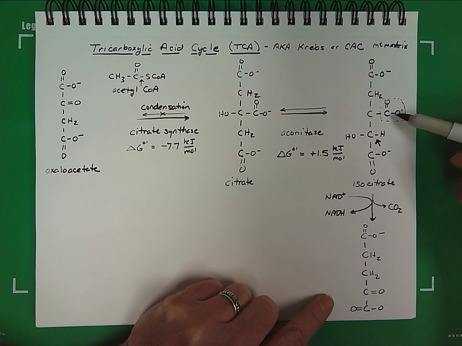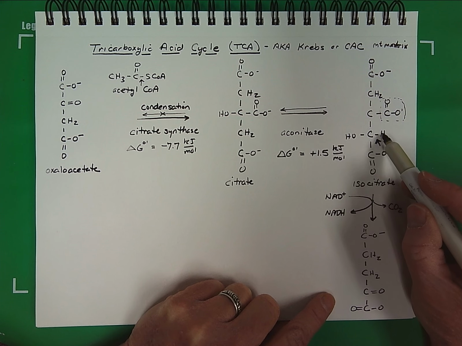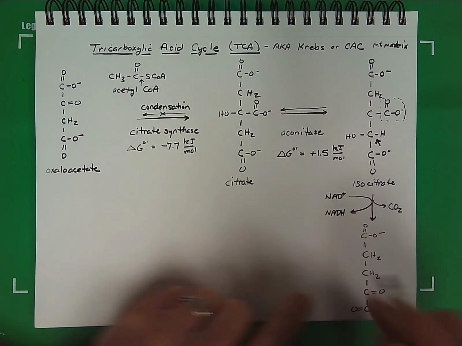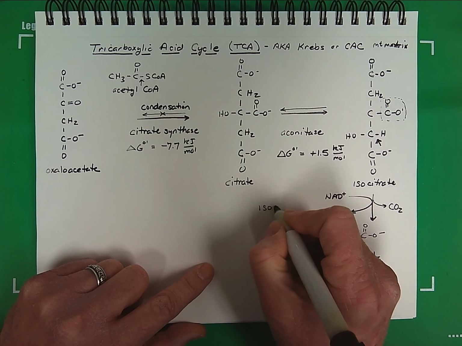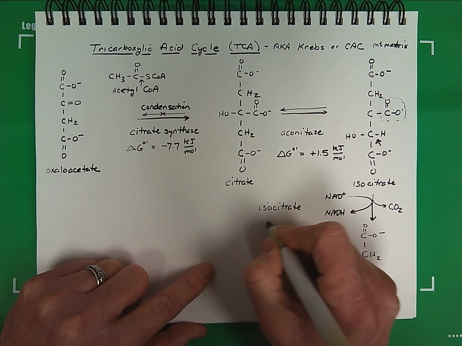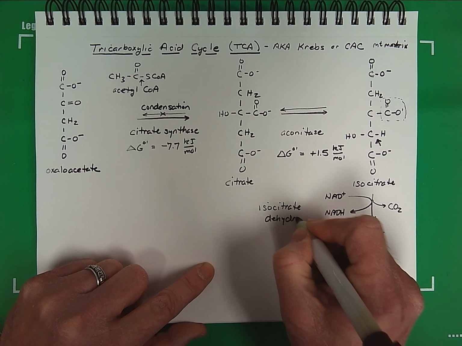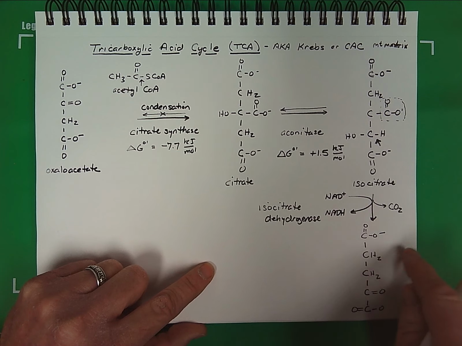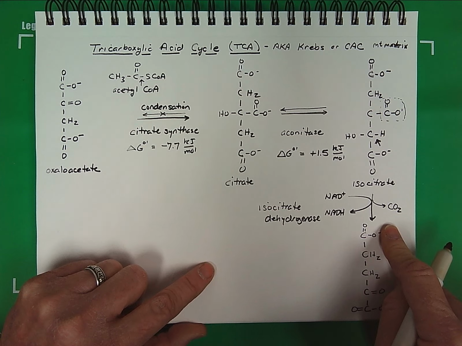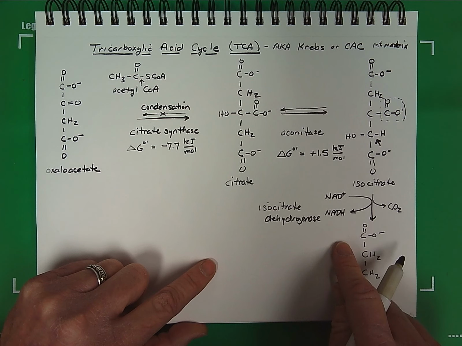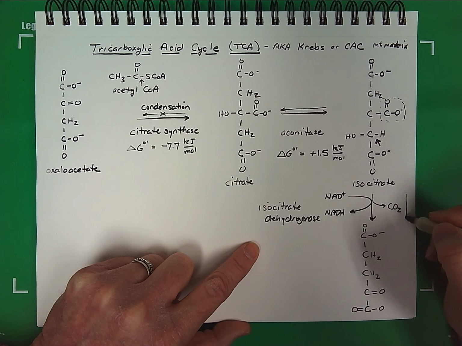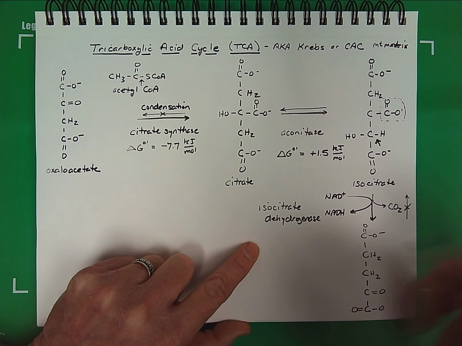So again, we've lost CO2 in the decarboxylation reaction, and we have reduced this hydrogen-carbon bond, generating a carbonyl. The enzyme that performs this reaction is called isocitrate dehydrogenase, to perform an oxidative decarboxylation reaction. Now, as in other dehydrogenase redox reactions, this is going to be an irreversible reaction. So the reverse of this reaction is not going to happen.